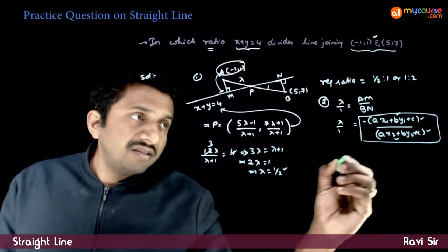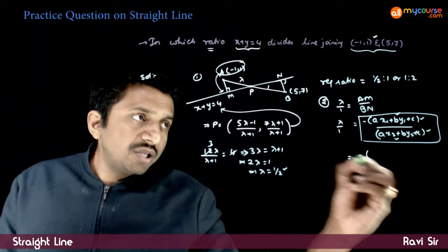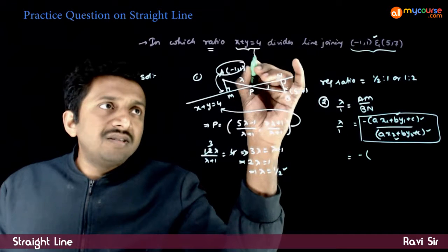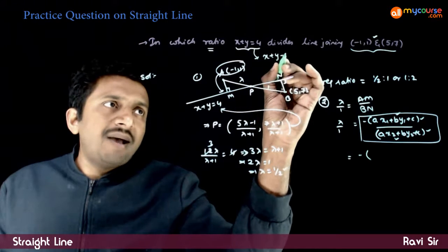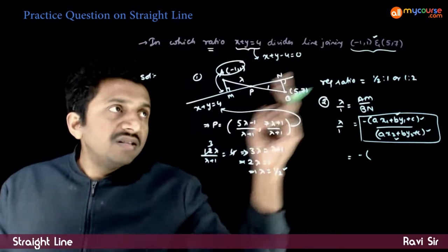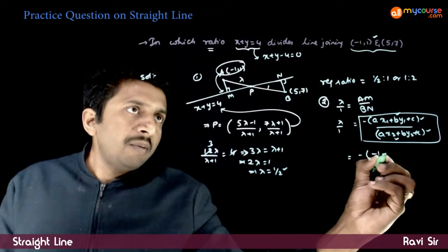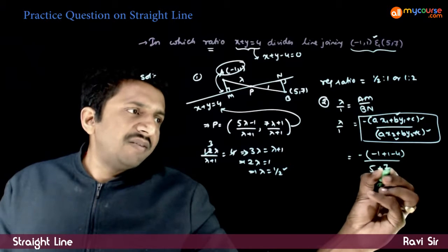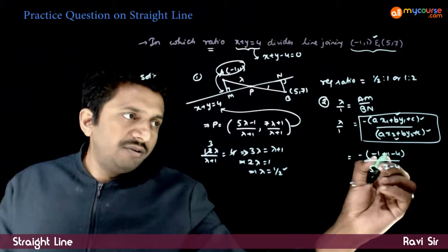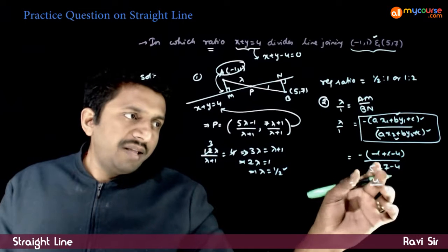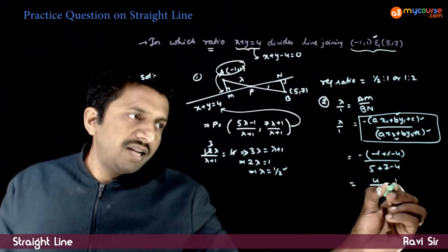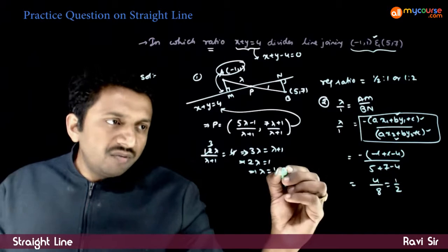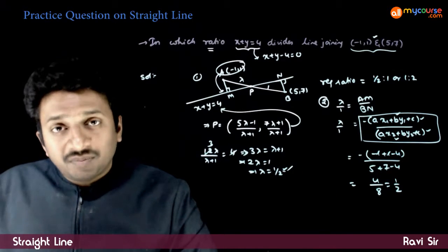So let us try this. The required ratio is minus of, you put the first point on this line. This line is x plus y minus 4 is equal to 0. If you put the first point, (minus 1 plus 1 minus 4) divided by (5 plus 7 minus 4), that is equal to 4 by 12 minus 4 is 8, that is 1 by 2. So lambda is to 1 is 1 by 2, which is same as the number which you got.